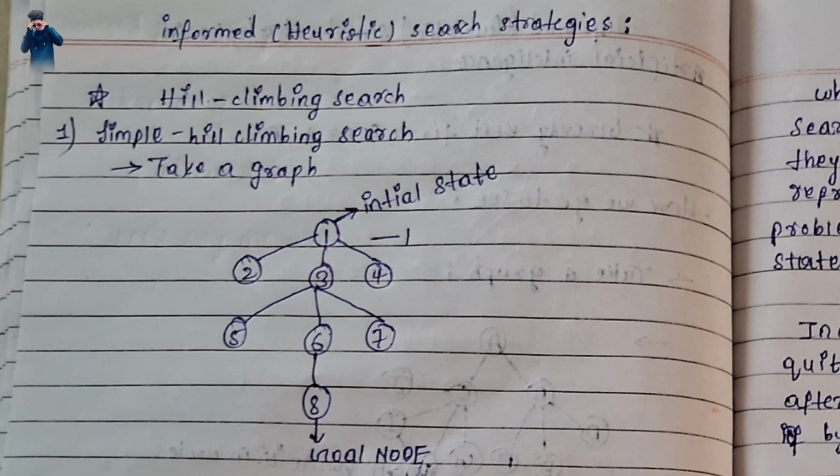1 is the initial state. 8 is the goal node. The remaining nodes are passed from the initial state and end at the goal node. In this search graph, the AI checks every node, then aims to proceed this way to reach the goal node.